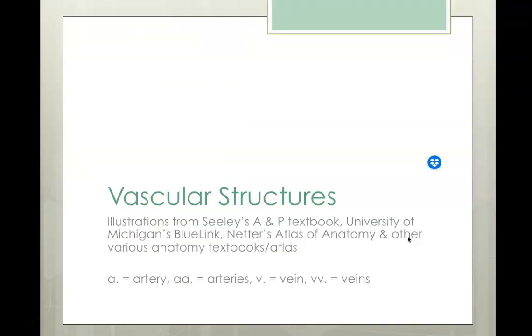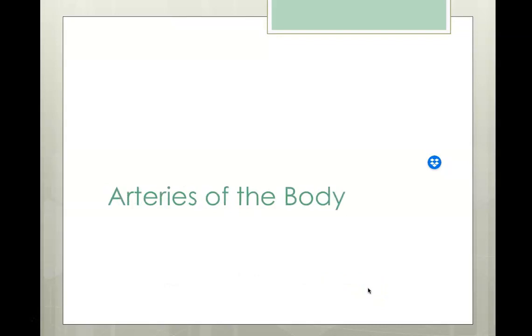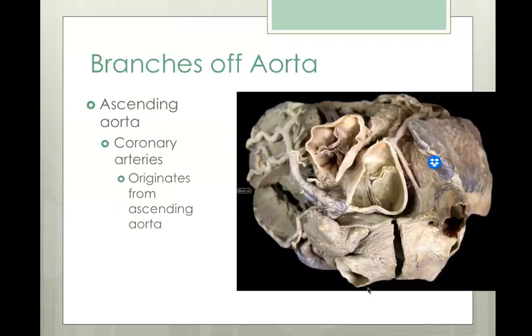So now we're going to move into our vascular structures. Our illustrations will be from the same sources. And just keep in mind, anytime you see a single A, that stands for artery, double A's are for arteries, V is for a vein, and VV are for veins. So first we'll discuss the arteries of the body.